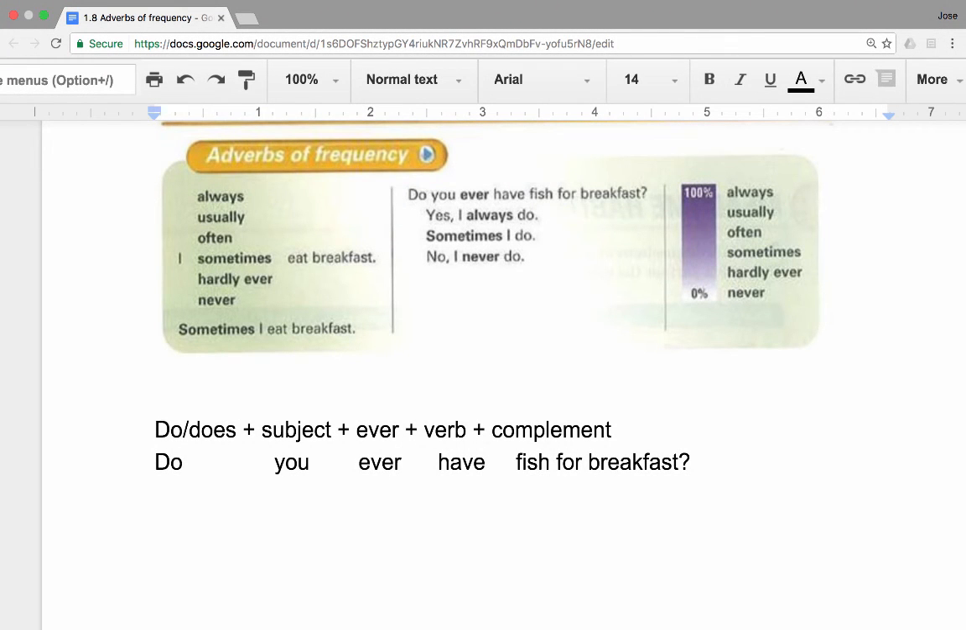And we can answer this type of question in different ways. For example, yes, I always do. Sometimes I do. No, I never do.